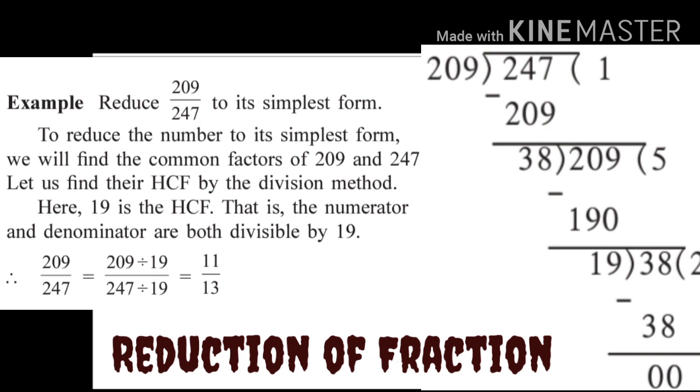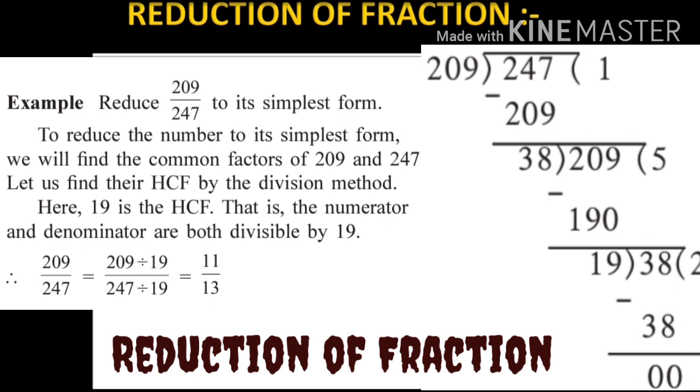Now, reduction of fraction. One example is here. Reduce 209 divided by 247 to its simplest form. To reduce the fraction to its simplest form, we will find the common factors of 209 and 247. So first of all, we will find the HCF by the division method.